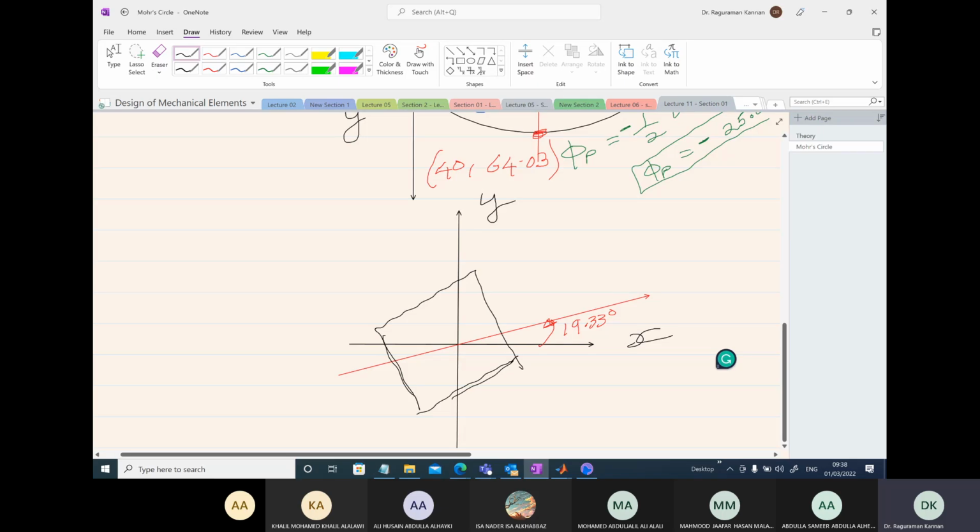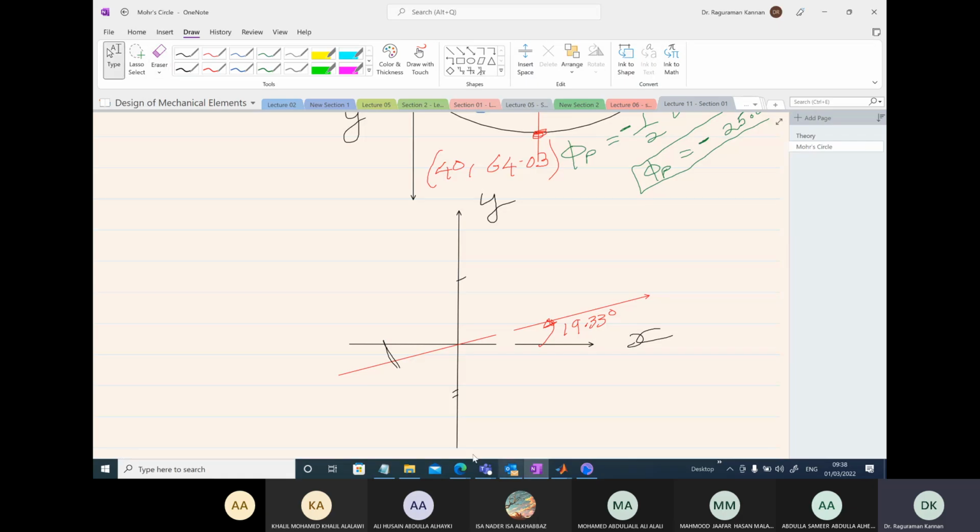Around this point, I want to draw the square element with respect to this direction. Square element, not exactly perpendicular to these directions. So let's redraw this element. Okay, so it looks perpendicular. Okay, so this is the element.